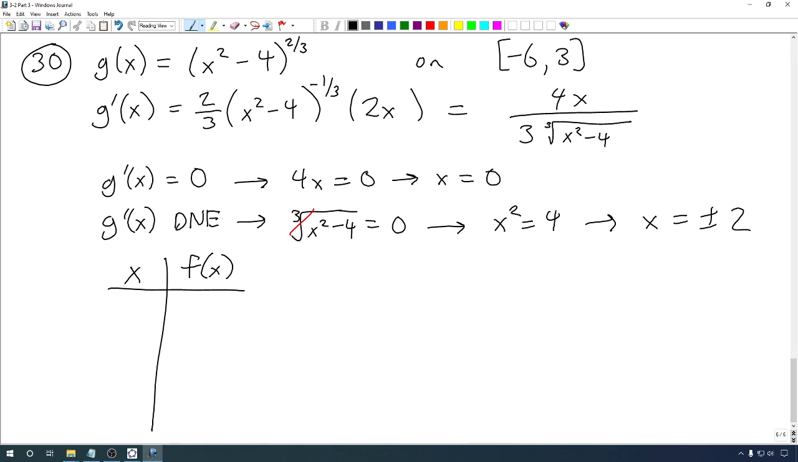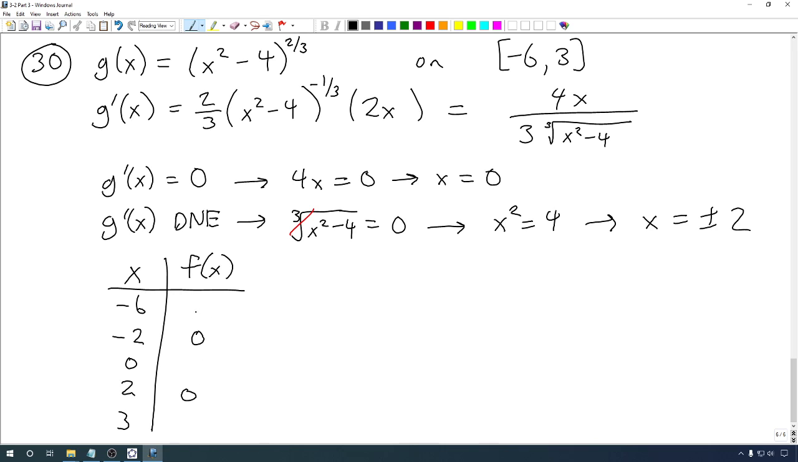So I take my endpoints, negative 6 and 3. Then I include all my critical points of negative 2, 0, and 2. And I'm going to have 5 different values that I'm going to compare. I do need to plug all 5 of these values into my original function. For negative 2 and 2, that's actually pretty simple. When I plug those in, we get 4 minus 4, so we just get 0 overall. So we actually get a 0 here and a 0 here.